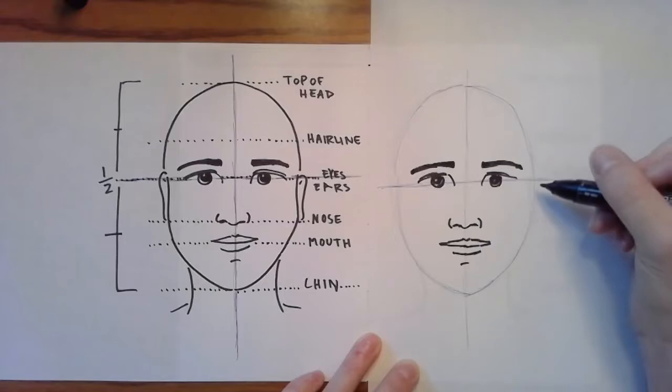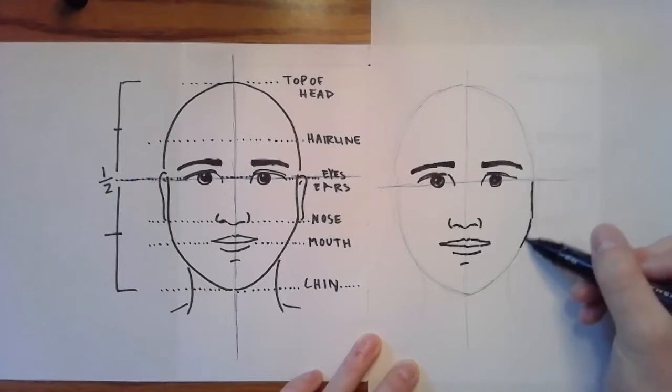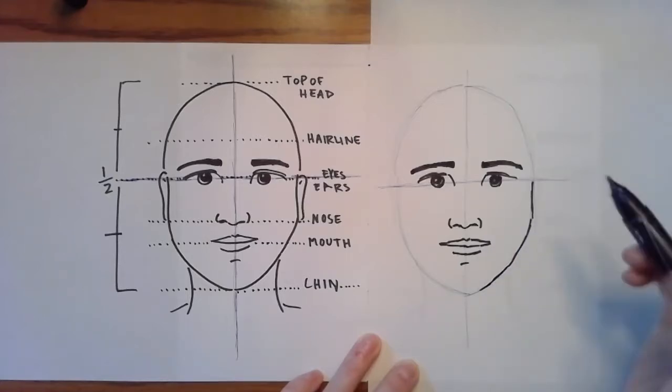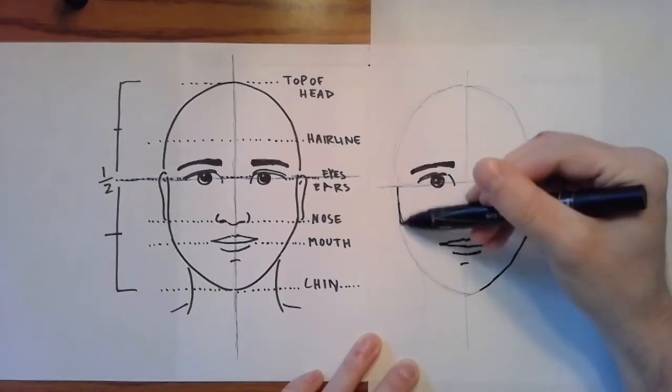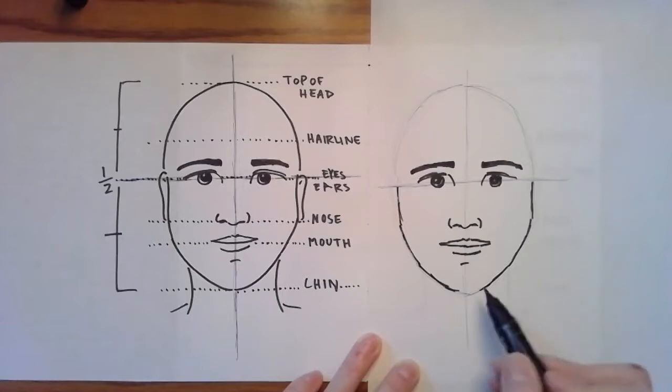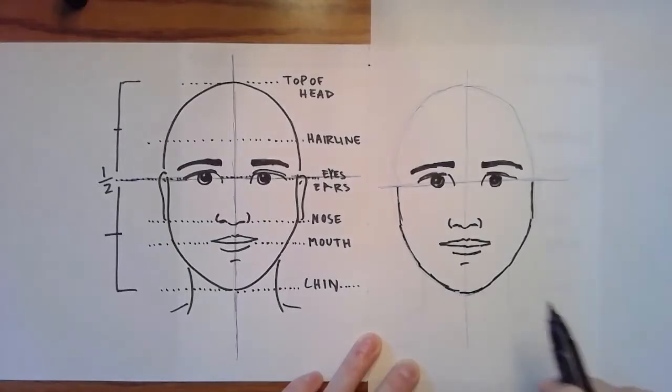Next, I want to draw the outside of the face. I'm going to come down. I'm going to start to come in about where the mouth is. Some people have a really pointy chin. Some people have a really round chin. Some people have a really flat chin. So you decide what kind of a chin you're going to have.